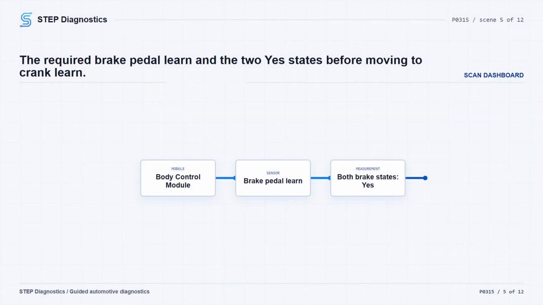Before the crank learn, use the scan tool to run the brake pedal position sensor learn in the body control module. Follow the scan tool prompts. When that finishes, verify both learned states. Brake pedal position sensor learn needs to read yes, and brake pedal position sensor learned released position needs to read yes.